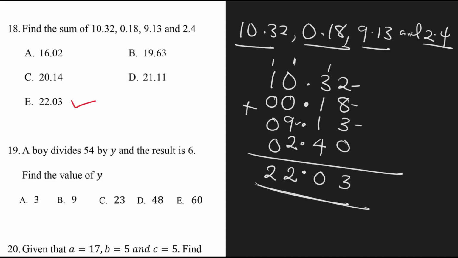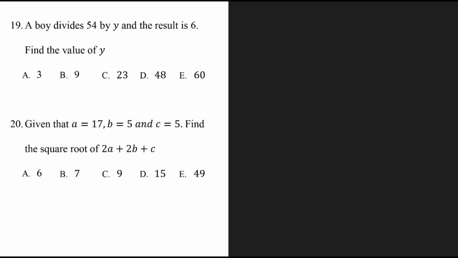So let's move to the next question. Alright, question 19 says a boy divides 54 by y and the result is 6. Find y. Remember, we said that the boy divides 54 by y, and the result, that's the answer, is 6. So how are we going to do it? You can put it in this form: 54 divided by y is equal to 6.